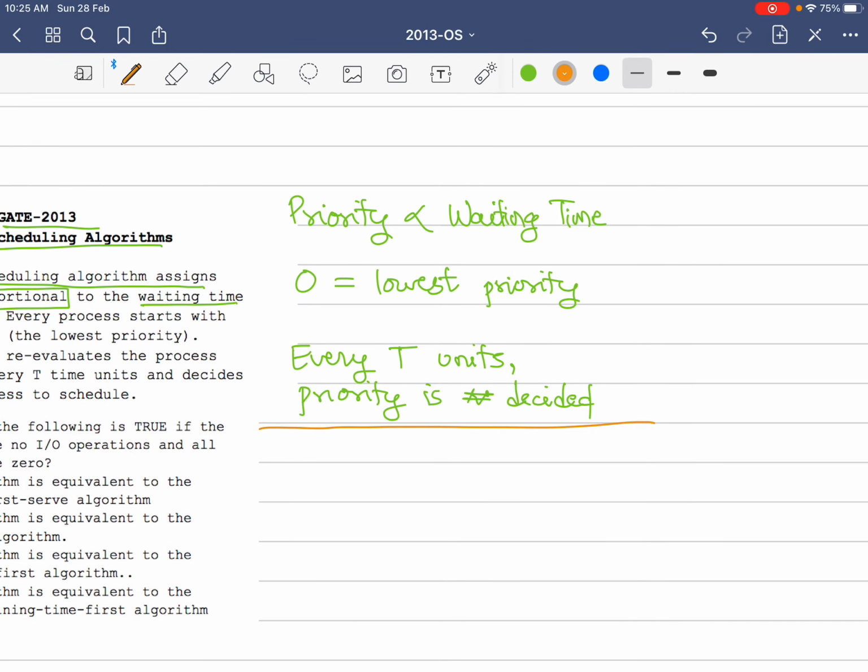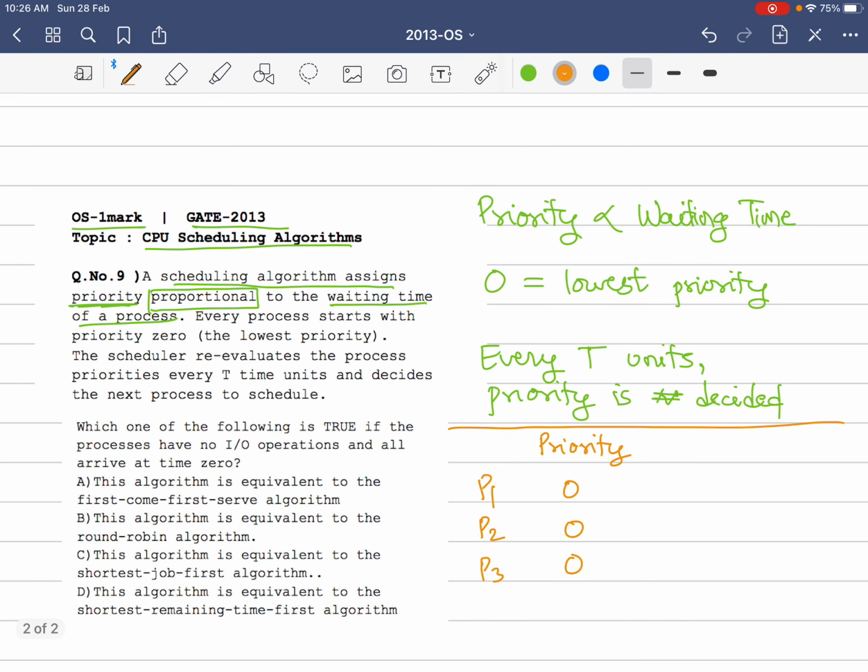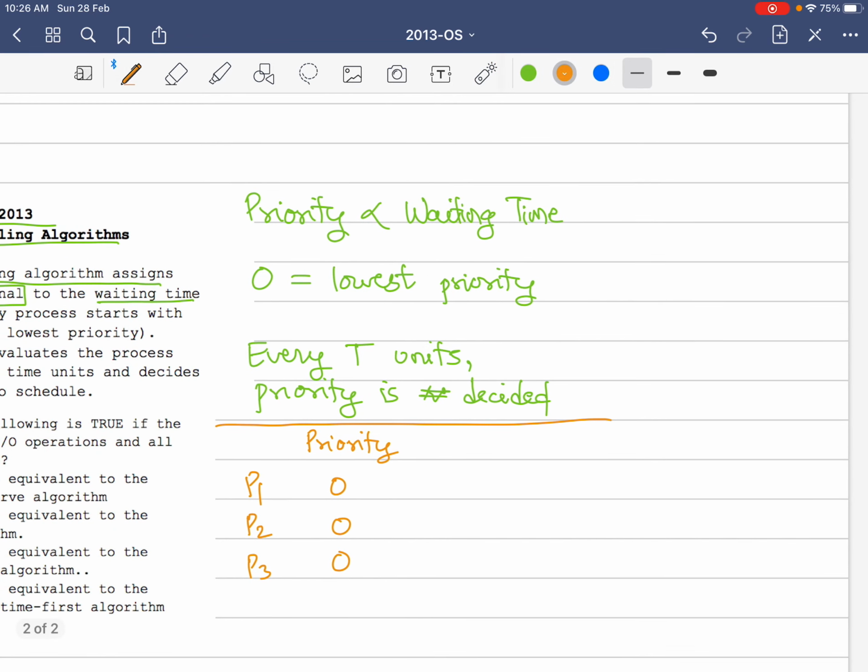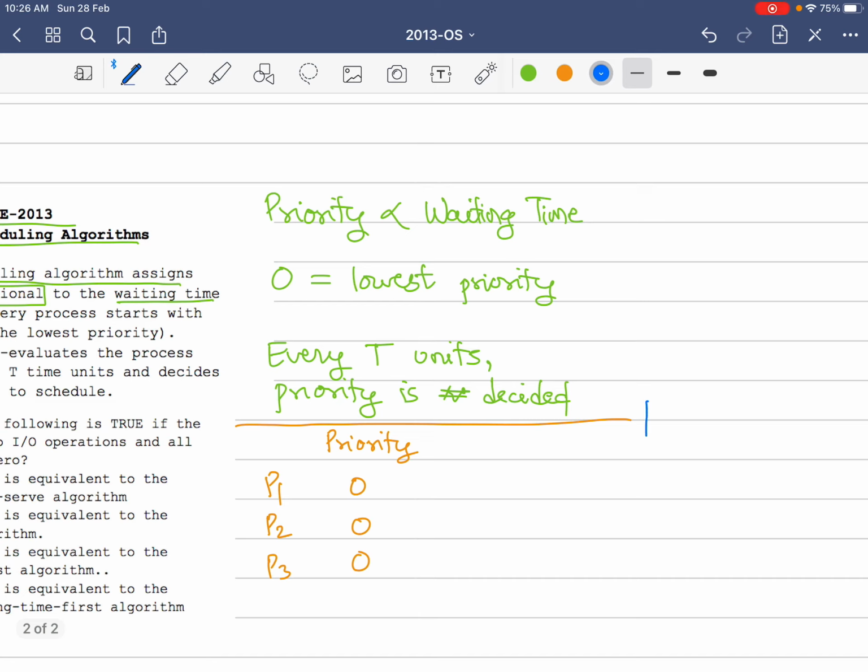Okay, so let's assume we have three processes, P1, P2, P3. Initially the priority of all of them is 0, 0, 0, as given in the question. Here it is: every process starts with priority 0, which is the lowest priority. Now let's have our CPU here.